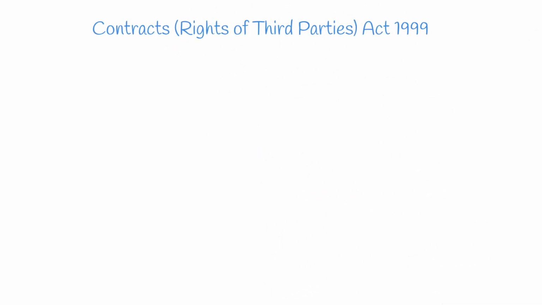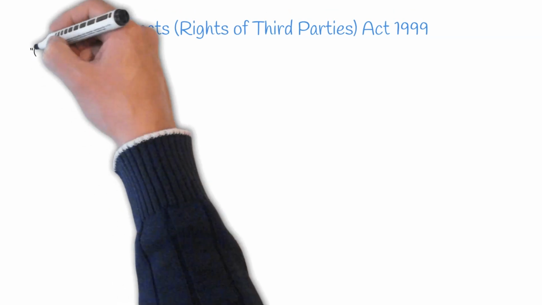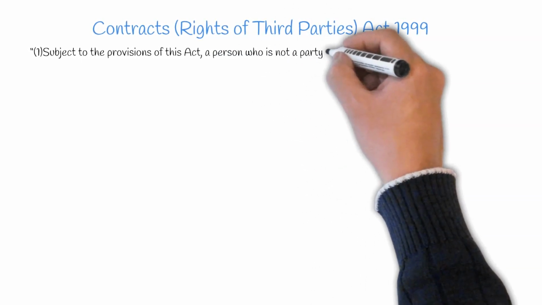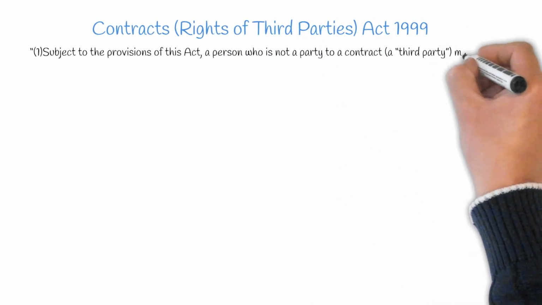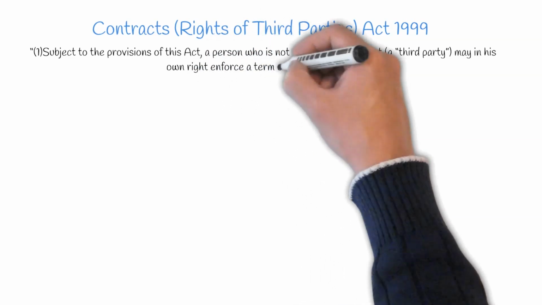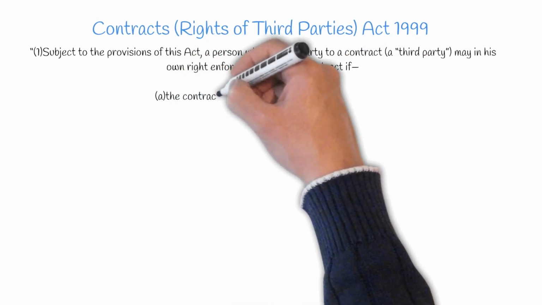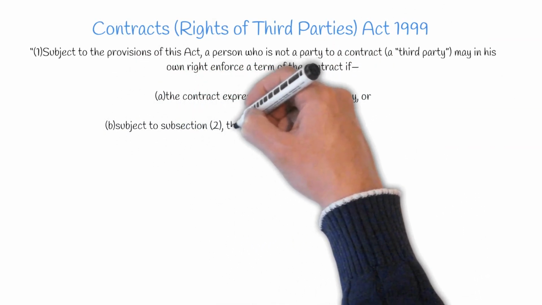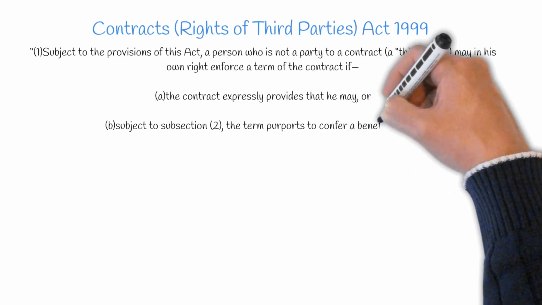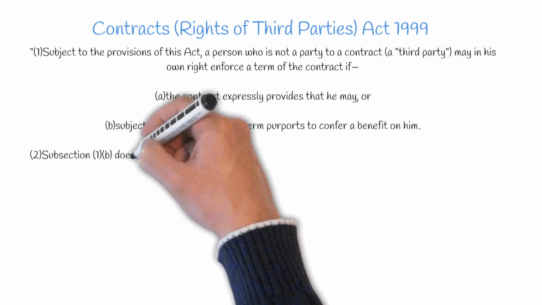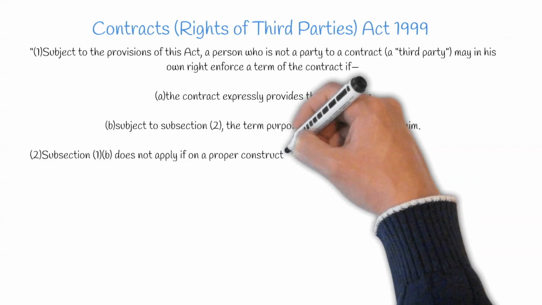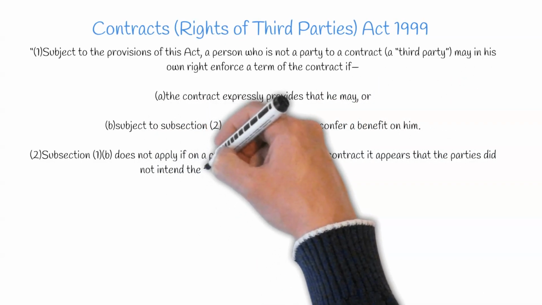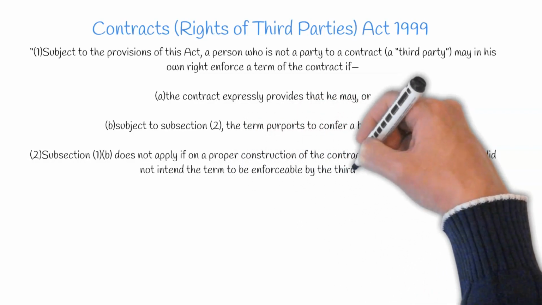This legislation states the following. 1. Subject to the provisions of this Act, a person who is not a party to a contract, a third party, may, in his own right, enforce a term of the contract if (a) the contract expressly provides that he may, or (b) subject to subsection 2, the term purports to confer a benefit on him. 2. Subsection 1(b) does not apply if on a proper construction of the contract it appears that the parties did not intend the term to be enforceable by the third party.